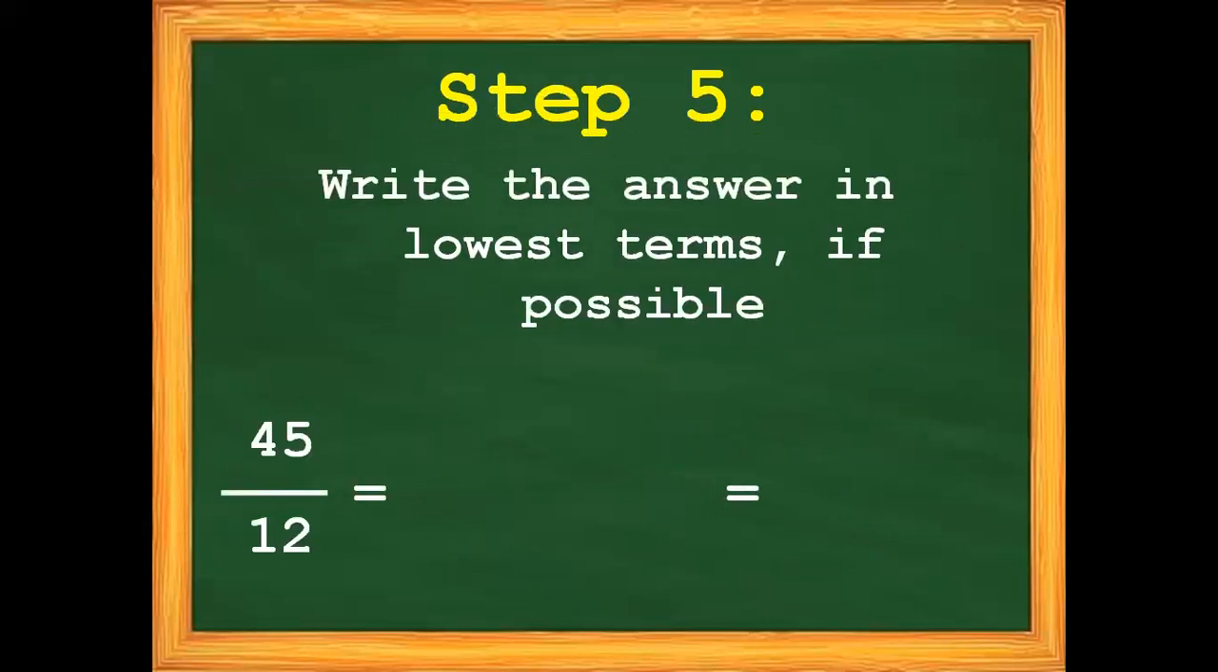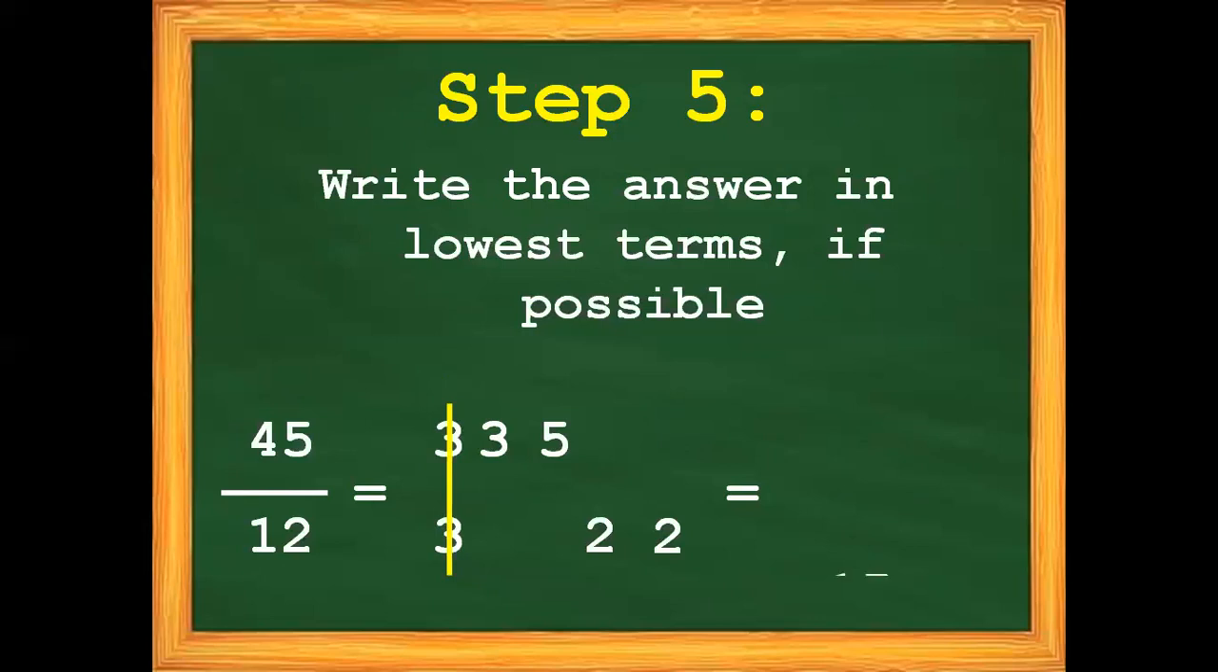Step number 5, write the answer in lowest terms if possible. What are the prime factors of 45? We have 3 times 3 times 5. How about 12? We have 3 times 2 times 2. So cancel the greatest common factor, and that is 3. So in our numerator's place, we have 3 and 5. So 3 times 5, the answer is 15. How about in the denominator? We have 2 and 2. So 2 times 2, the answer is 4.